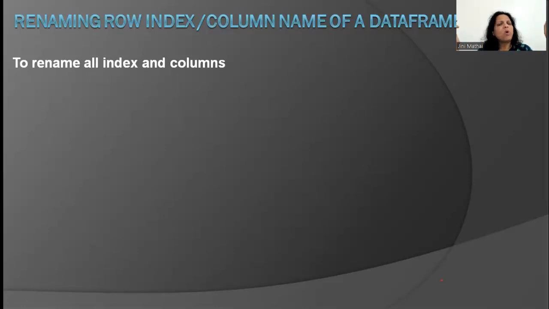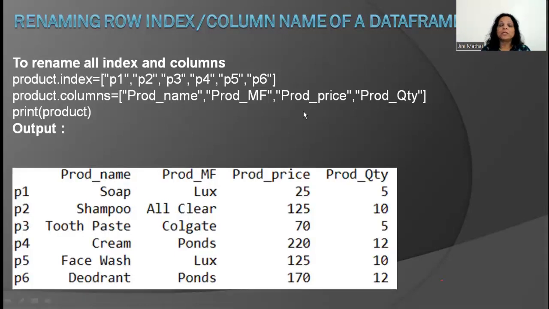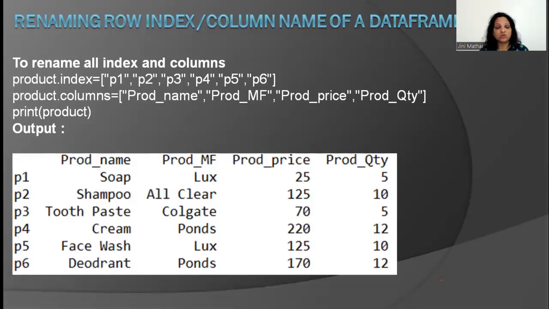Okay. Now, what if here I was renaming a particular column or a particular row? But what if I want to rename all the indexes and all the columns? Then in that scenario, we make use of the parameter called index and columns of a data frame. Look at this. I wrote product.index is equal to, and I gave you a list of the indexes. So this is all going to be my row index. What you need to remember here is the number of values that you specify on this line should be equal to the number of rows that you have. So can you see I have 6 rows. So I have product 1, product 2, P3, P4, P5, P6.